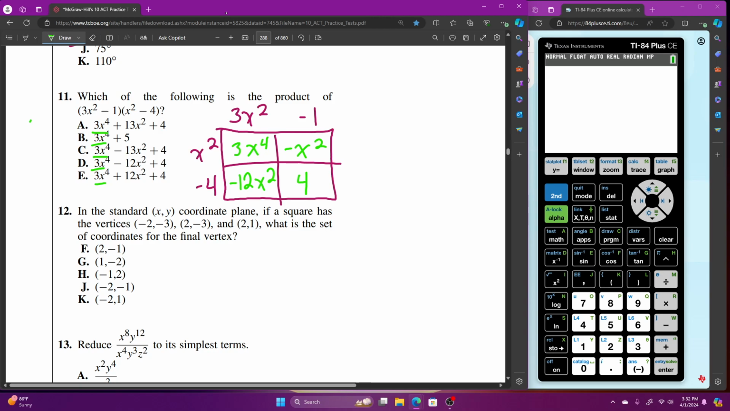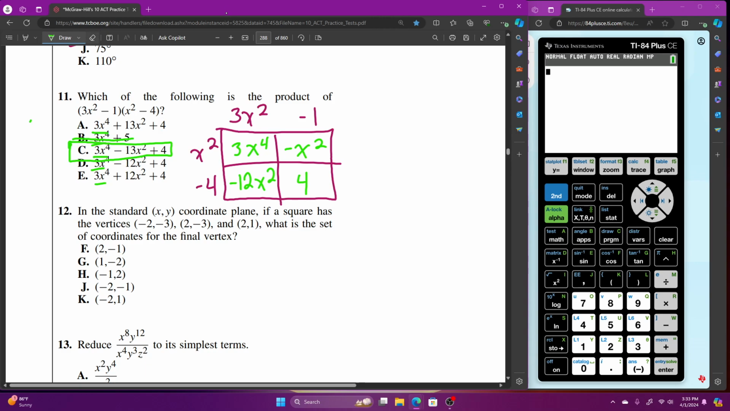And we can eliminate B because it doesn't have the plus 4 on the end. And now we need to look at our middle term here, our x squareds. We have negative 12x squared plus a negative x squared. And again, we said our invisible number here is a 1. So negative 12 plus negative 1 will be negative 13x squared. And that's one way to multiply your binomials, by using your area model.